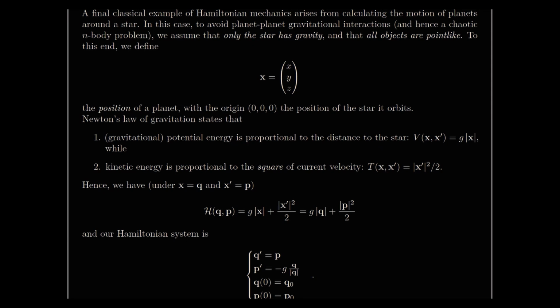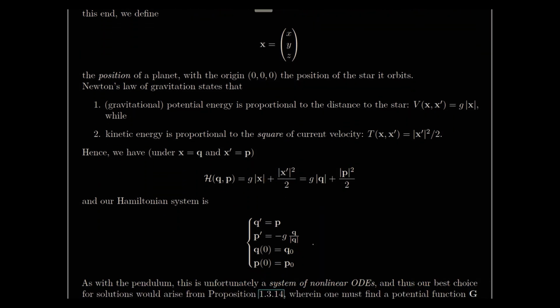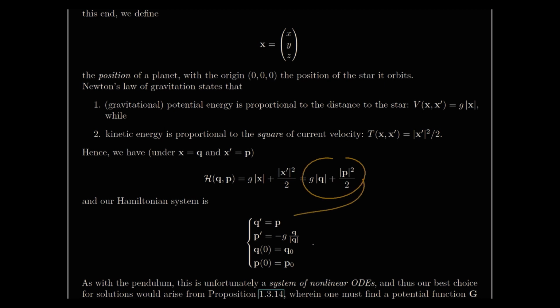And so if we add these together, the potential and kinetic energy, we get g times the distance plus the kinetic energy. So we have g magnitude q plus p squared over 2. And this is in a higher dimensional system. Now I will actually have to consider the full gradient.